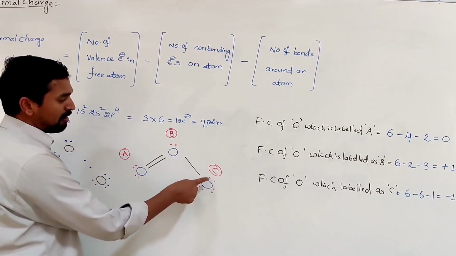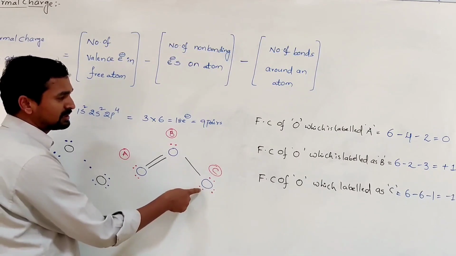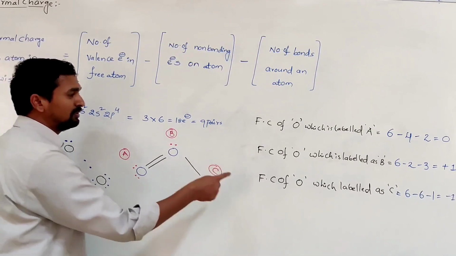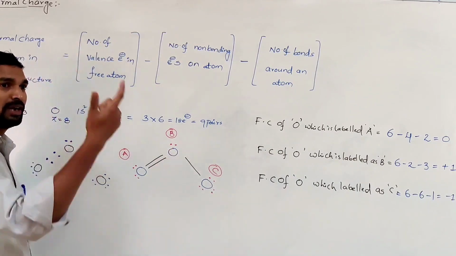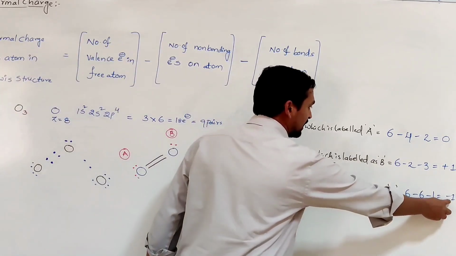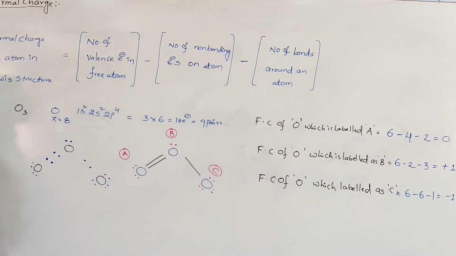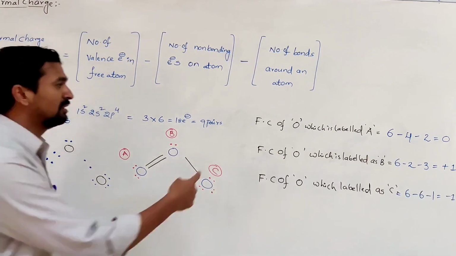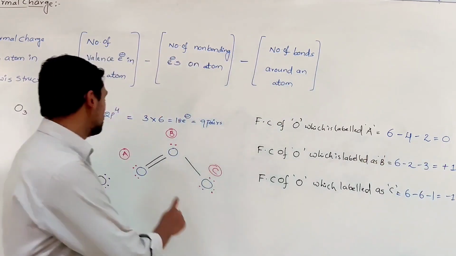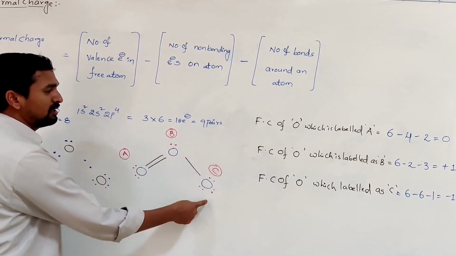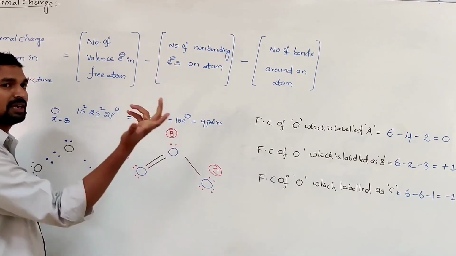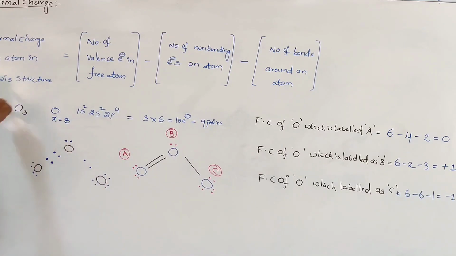And here the number of valency electrons in the oxygen atom is 6, but the number of electrons assigned in the Lewis structure is 7. It is more in number. Whenever it is more in number, you get the negative. Whenever it is less in number, you get positive. If the number of valency electrons in the free atom and the number of electrons assigned to the atom in the Lewis structure are the same, then the formal charge is 0. So here we get 0, here plus 1, here minus 1. Totally plus 1 and minus 1 is balanced. That's why the ozone molecule does not carry any charge.